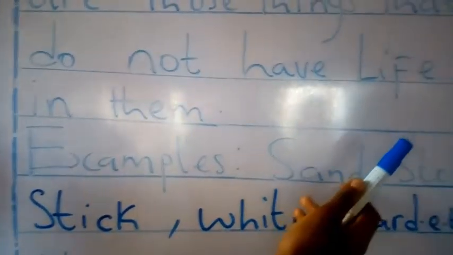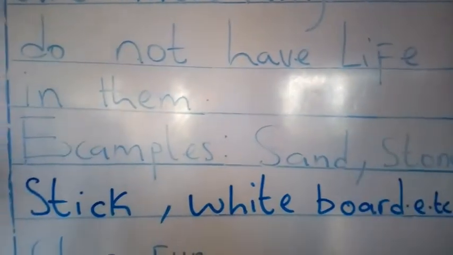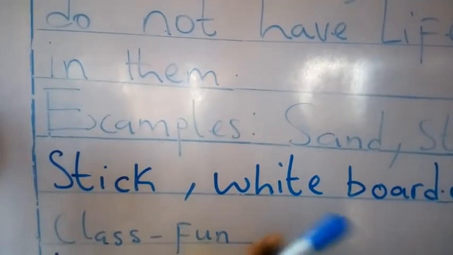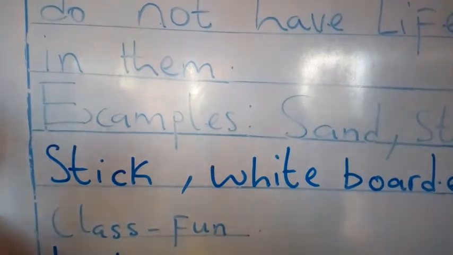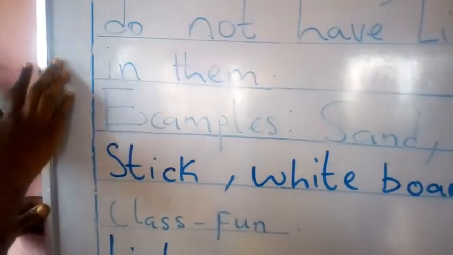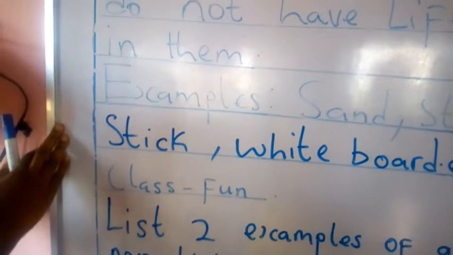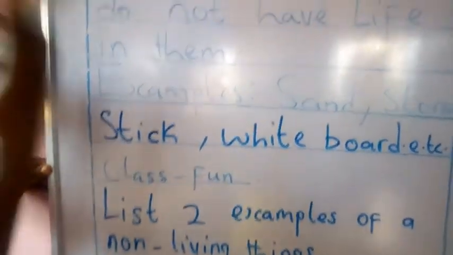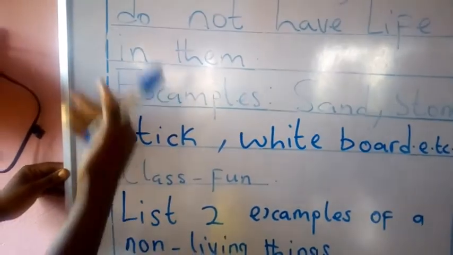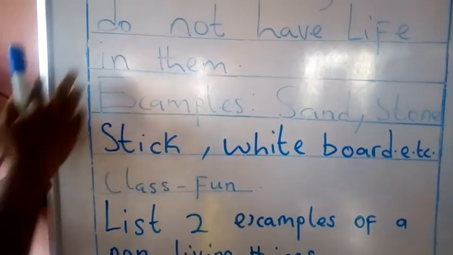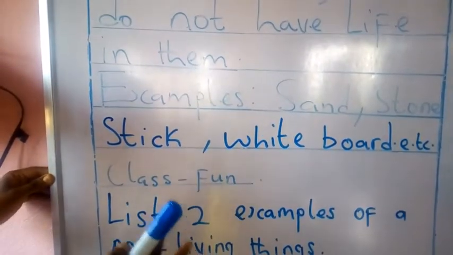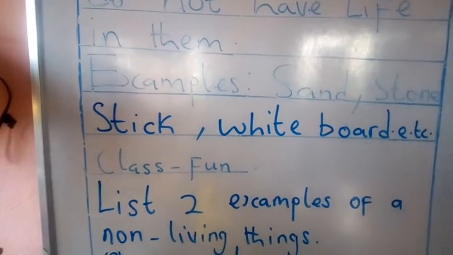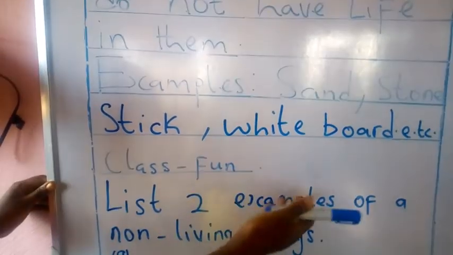Examples are what? Sand, stone, stick, not just stick, but a dead stick, dry stick, whiteboard. For example, this is our whiteboard that we write on. It is a non-living thing. It doesn't respirate, it doesn't breathe, it does not talk, it does not grow, it does not reproduce, unlike men, unlike animals and plants.